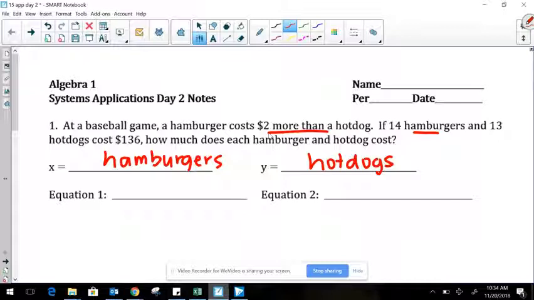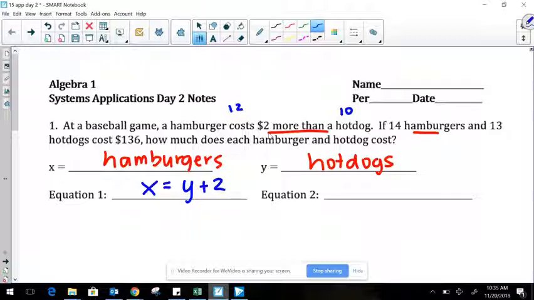Okay, so my first equation, this is where it gets a little bit different. So a hamburger is $2 more than a hot dog. So say a hot dog is $10, this hamburger would be 12. Okay, so since X is hamburgers, my equation would be X equals this hot dog, which is a Y, plus $2.